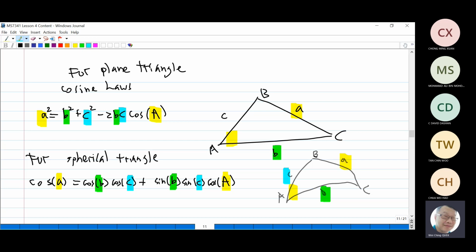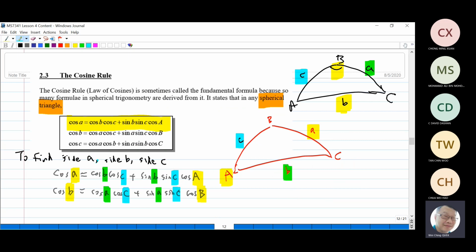Okay, so next example now. Before the example, this is a general introduction of the law of cosine. Just now I showed you the yellow one, the spherical triangle. You can actually find side B. For example, if you draw the triangle and want to find side B, I use a color.